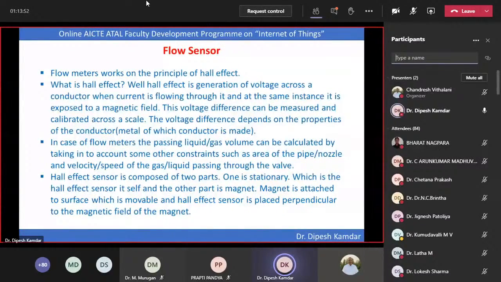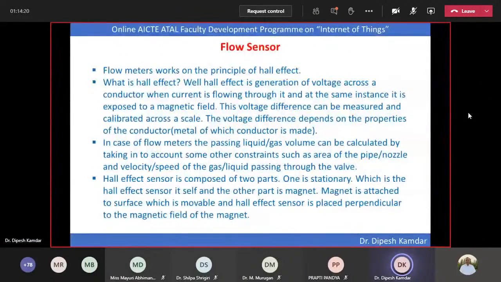The voltage difference depends on the properties of the conducting materials, meaning which metal we are using for conducting. In the case of flow meters, the passing liquid or gas volume can be calculated by taking into account constraints such as area, pipe size, nozzle, velocity, speed, or whether it is gas or liquid passing through the valve.